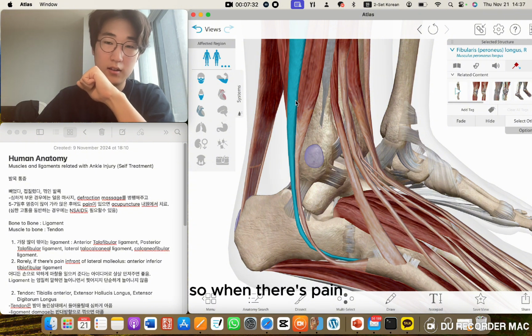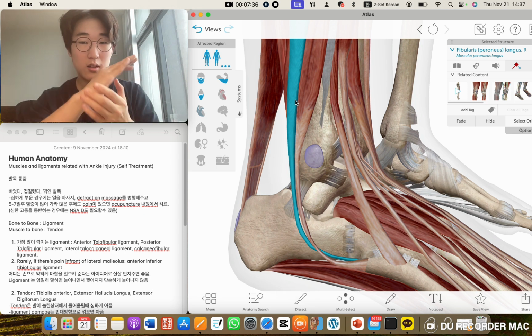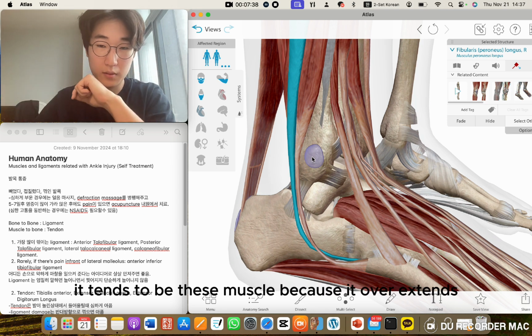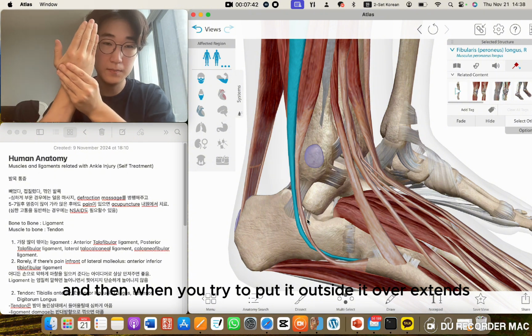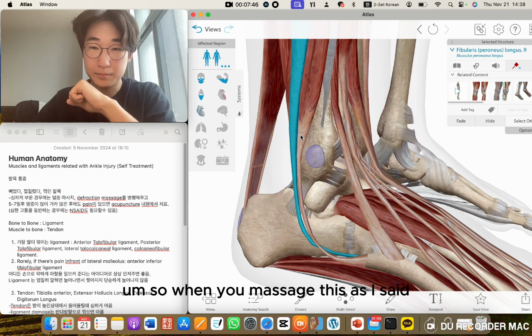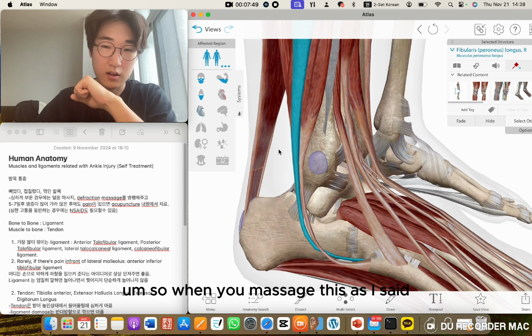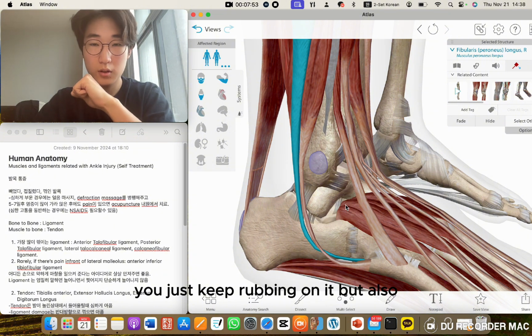So when there's pain when you try to turn your feet outside, it tends to be these muscles, because they overextend when you try to turn it outside. So when you massage this, as I said, friction massage is very good. You just keep rubbing on it.